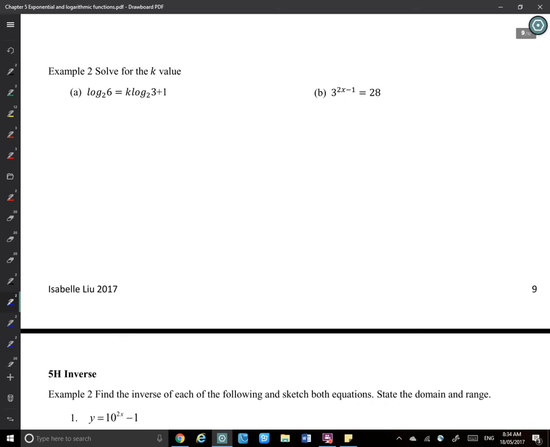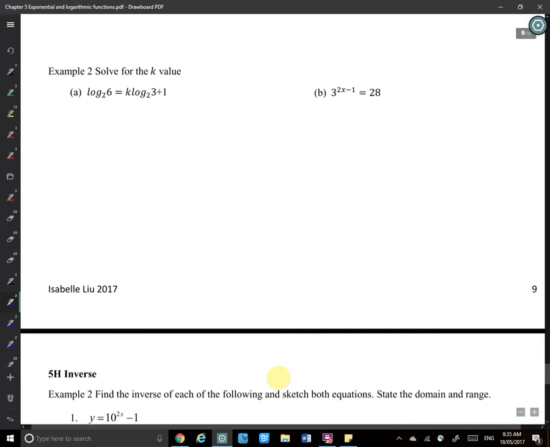For log base 2 of 6 equals k times log base 2 of 3 plus 1, you're solving for k. So what I can have is k log base 2 of 3 equals log base 2 of 6 minus 1. And that is k equals log base 2 of 6 minus log base 2 of 2. Okay, 1 is log base 2 of 2.